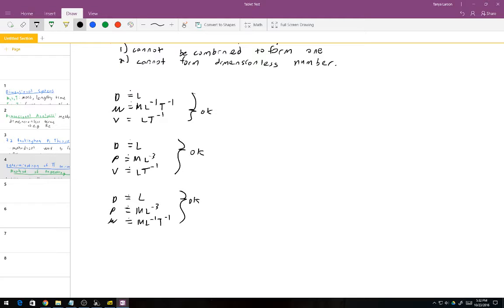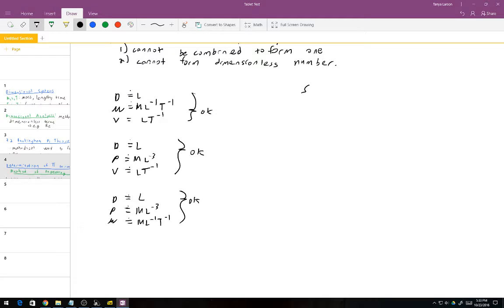So that would work. The takeaway from this is that there are multiple different possibilities. There's no one right answer. We can have different systems that would not be able to produce dimensionless numbers by combining them together. So there are several excellent candidates for a set of pi terms.